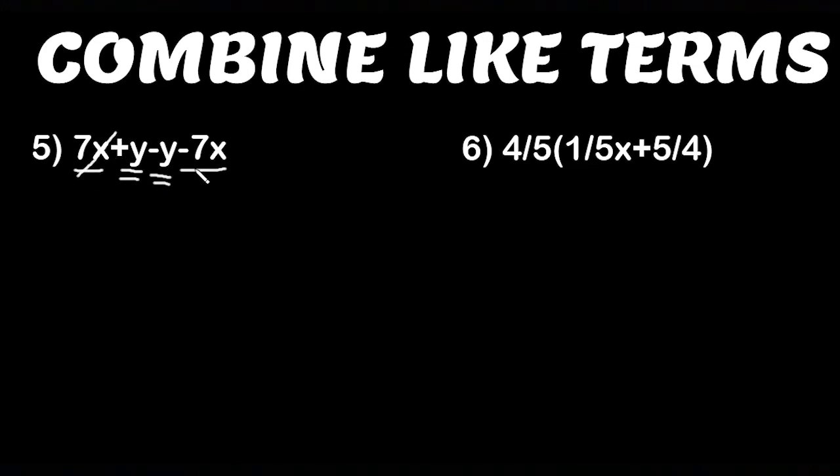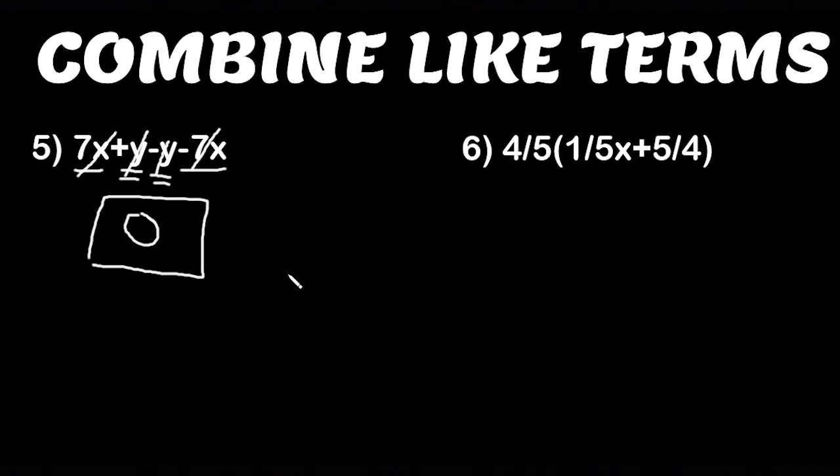7x minus 7x, well, that's 0. y minus y will give me 0. So I'm just left with 0 here. That is going to be the final expression there, 0. All right, that was an easy one.